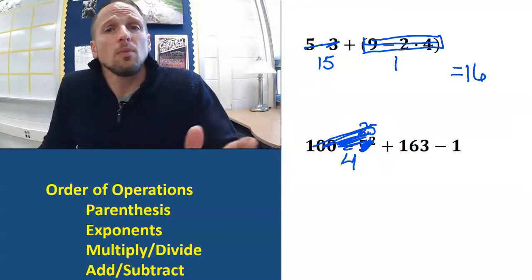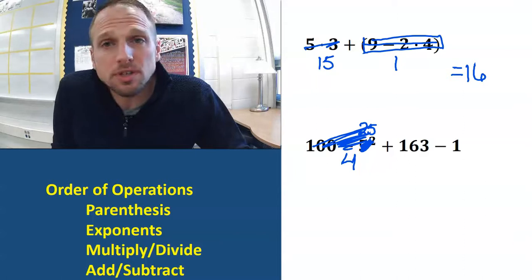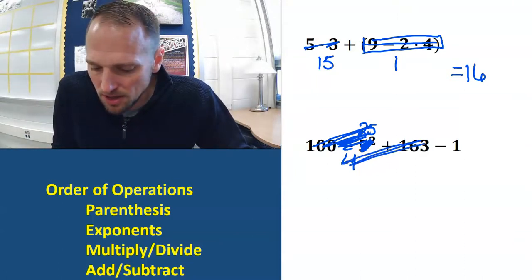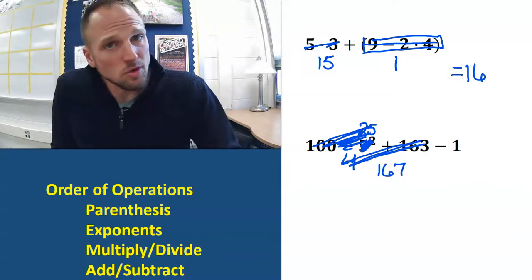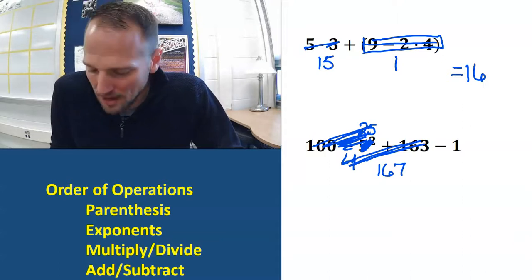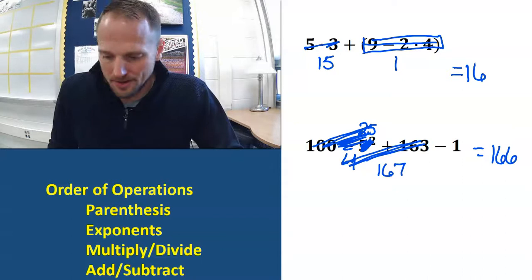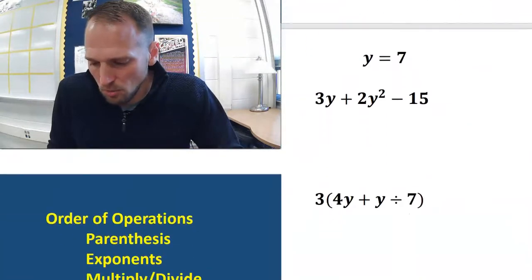So left to right, we've got 4 plus 163. 4 plus 163, that's going to be 167. Still working left to right. 167 minus 1, that's going to be 166. All right, let's get this a little bit more complicated.